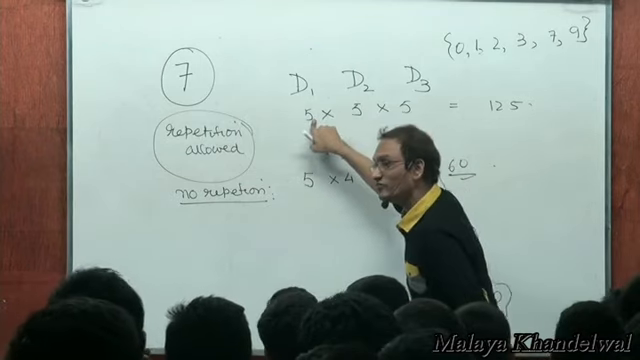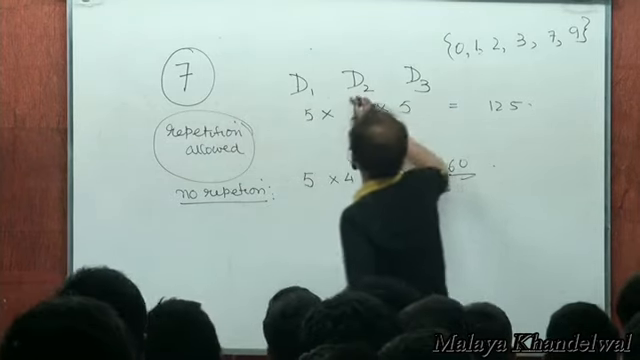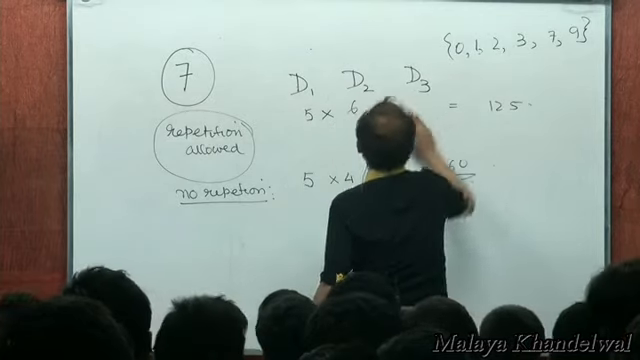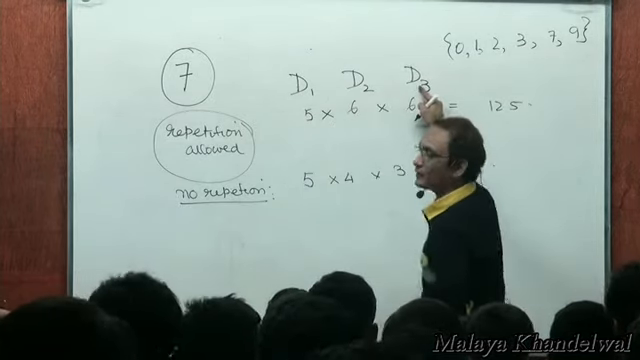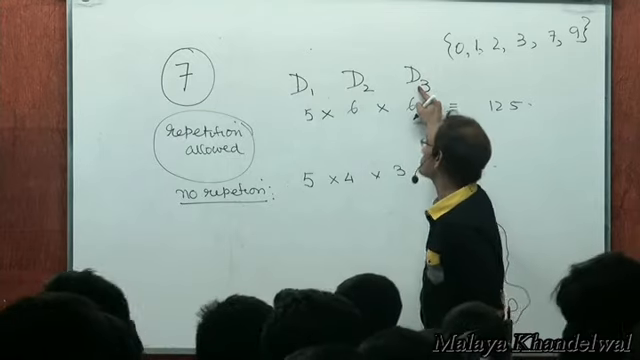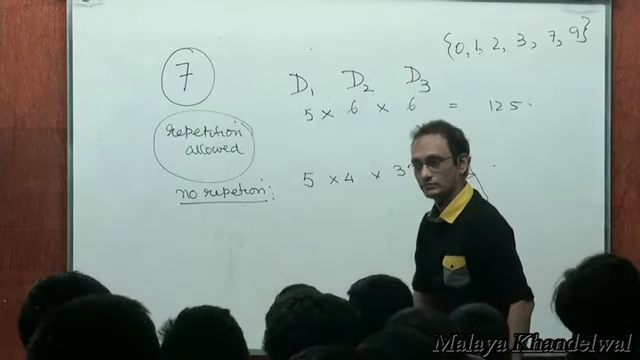So this could be filled up in only 5 ways, and this could be filled up in 6 ways, and this could be filled up in 6 ways, because 0 could appear in the units and the tens place, right? So 36 into 5, 180, right?